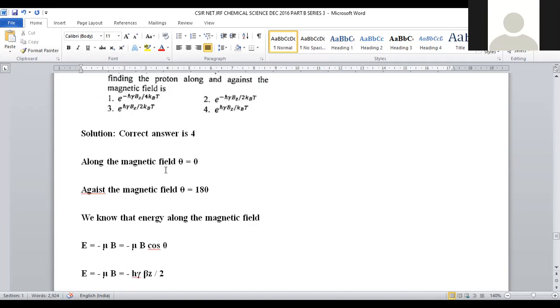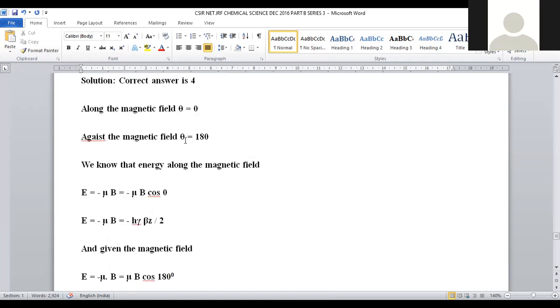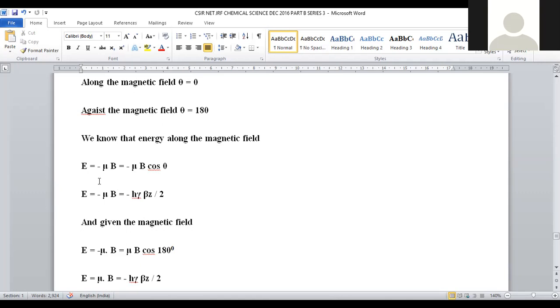For that purpose, along the magnetic field theta becomes 0, and against the magnetic field theta becomes 180 degrees. We know that along the magnetic field the energy E is given by minus mu B. Mu denotes the magnetic moment, and B denotes the applied magnetic field strength, right?